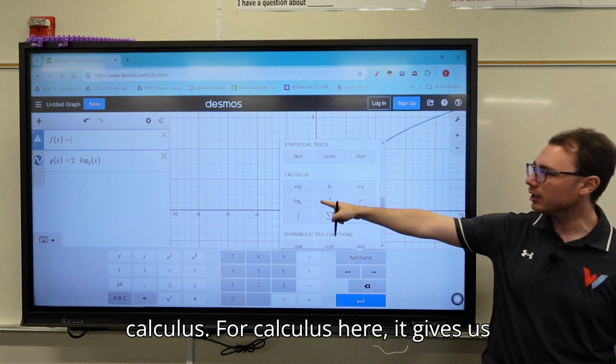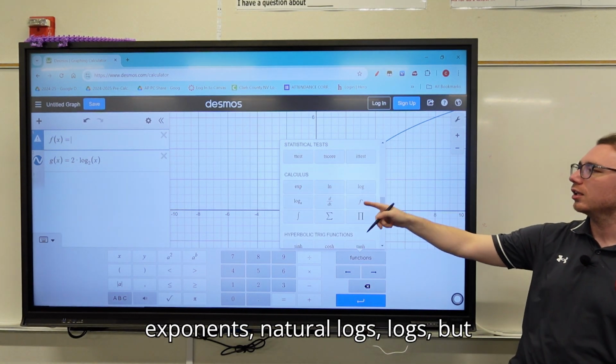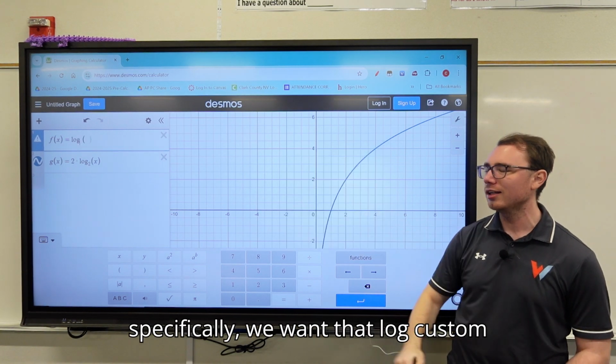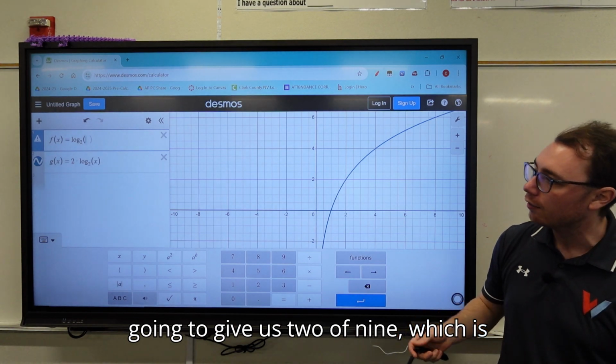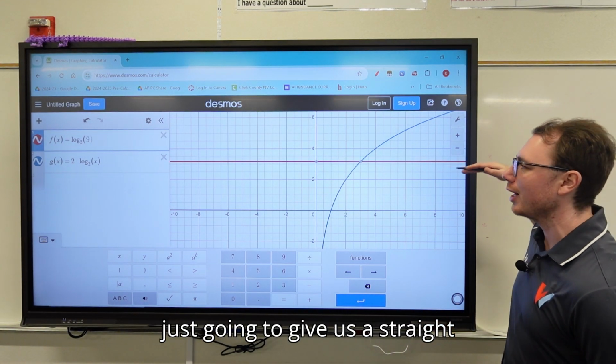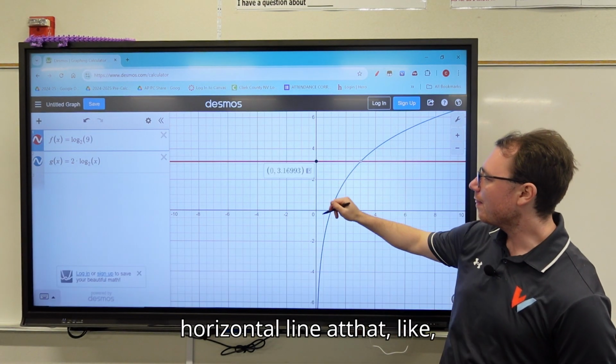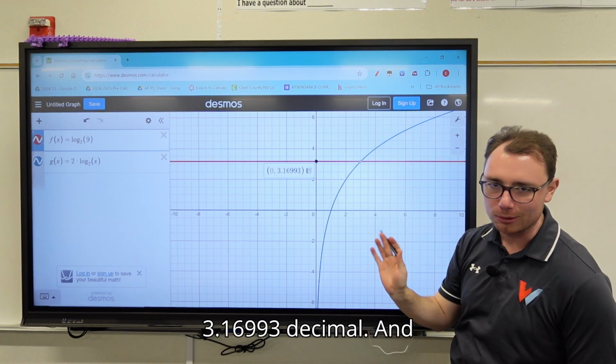We go over to where it says functions here, and we scroll down until we find calculus. For calculus here, it gives us exponents, natural logs, logs, but specifically we want that log custom base, where that custom base is going to give us log base 2 of 9, which is just going to give us a straight horizontal line at that 3.16993 decimal.